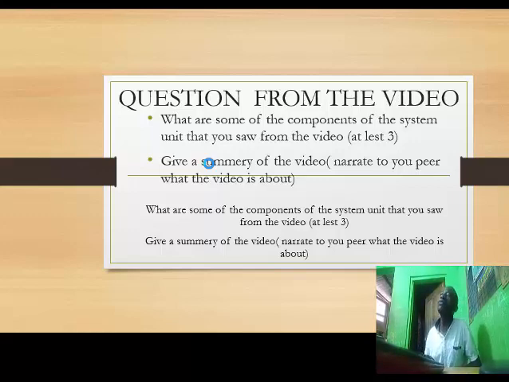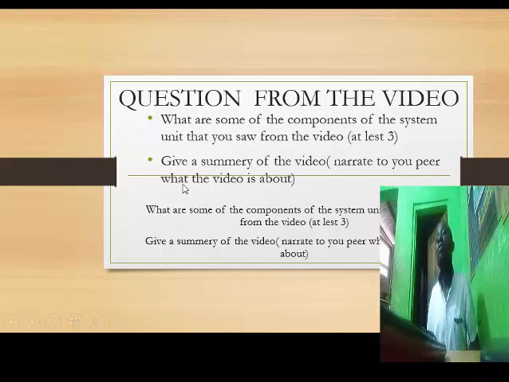Now let's look at the overview of the system unit. So you saw it from the video. This is the system unit. So this is the overview of the system unit. We can see the front view of the system unit. We have the power button, we have the CD-ROM, and we have the floppy diskette. So these are meant for ventilation.